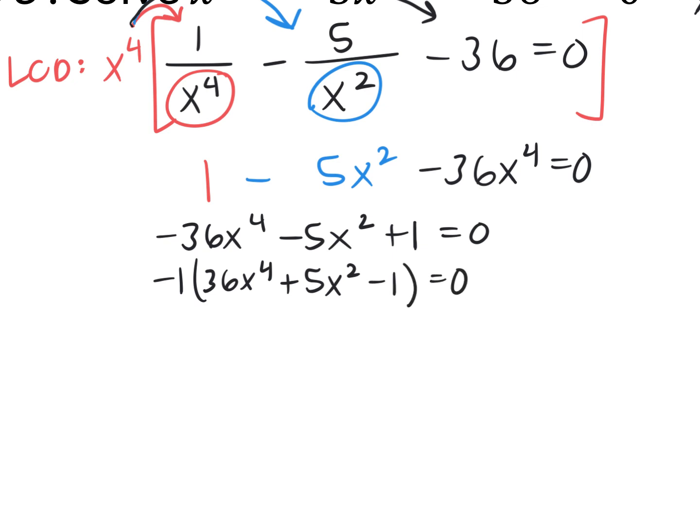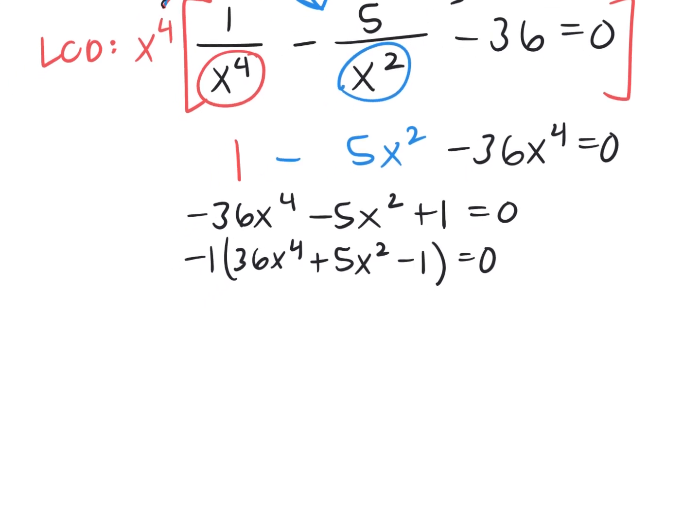Am I going to be able to use a shortcut here? No, because our a value is not 1. So I'm going to go ahead and create my x product sum puzzle. I've got 36 in the numerator, 5 in the denominator. What's going to be my two numbers that multiply to give me that and add to give me 5? 9 and 4. And the 4 would be negative.